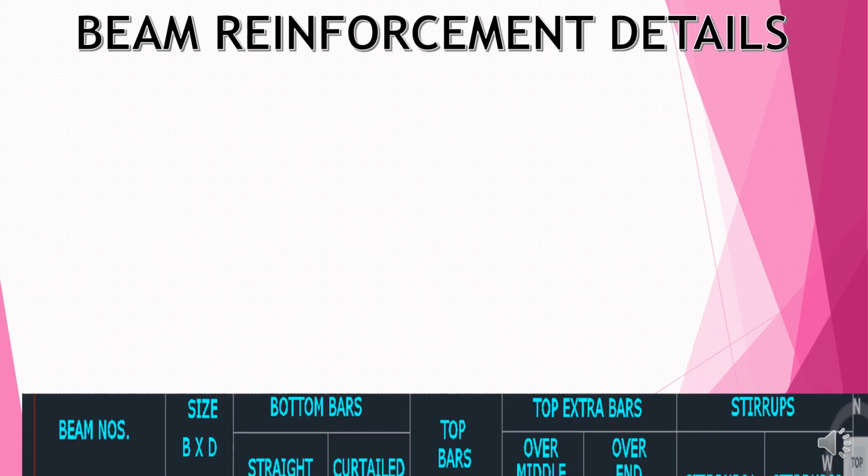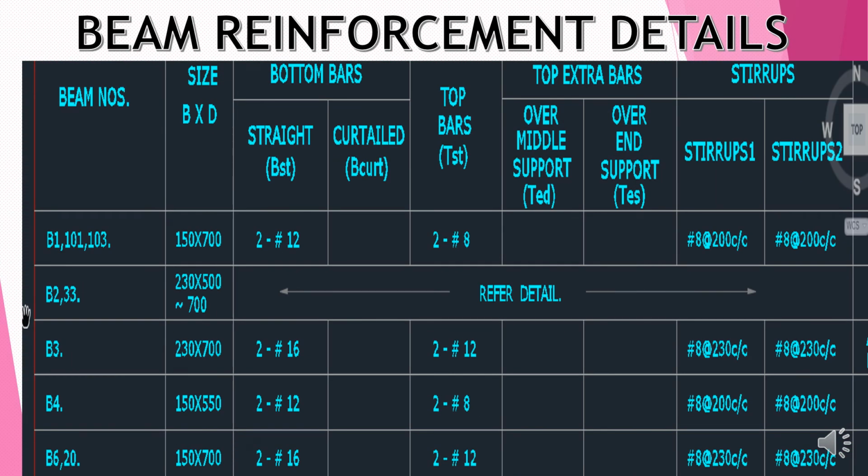Then we'll have the beam reinforcement details. In the beams, you can see the beam numbers, the sizes that we mentioned, what will be the bottom bar, if there is any cut-off bar, then the top bar, then top extra bars if there are any, over the middle support and over the end support, then the stirrups, and what will be the first distance, that is 8 door. This will be mentioned in the drawing. Like this, you will be finding a schedule of reinforcement details.